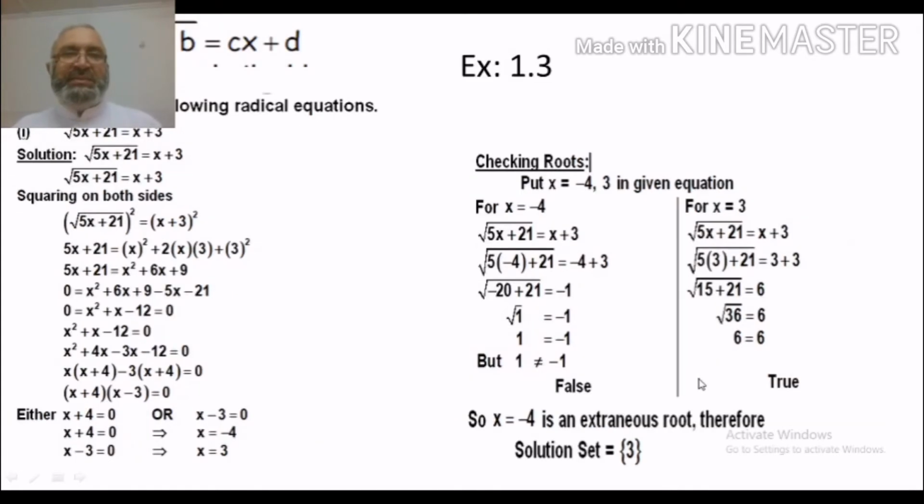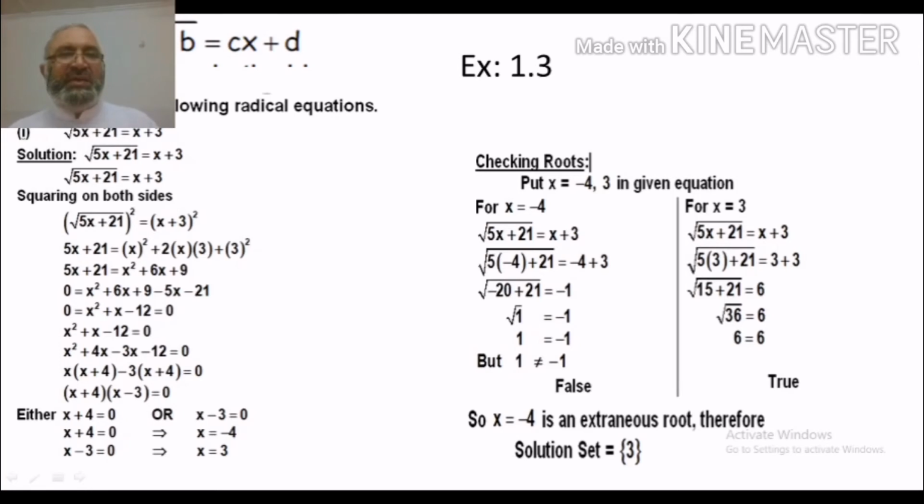Next, come to exercise 1.3. So in exercise 1.3, there are three types of radical equation. So the first type, this one, in which one radical sign occurs, just like we already discussed in example 13. So square root of ax plus b is equal to cx plus d. That's a general form. So for example, question 1, part 1, square root of 5x plus 21 is equal to x plus 3. Here one radical sign occurs. Therefore, it is the first type of radical equation.